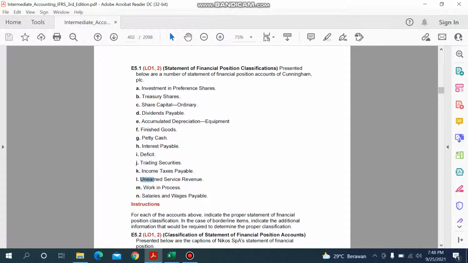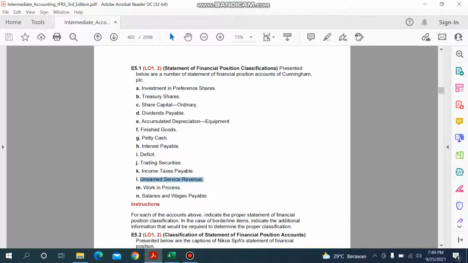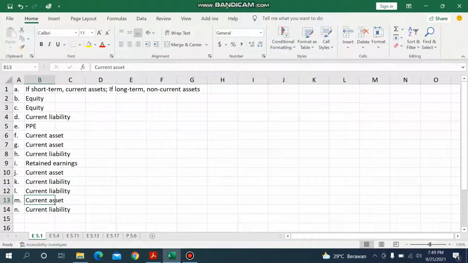And then L, unearned service revenue. So remember, unearned revenue is under current liability. It is the money that we receive but we haven't fulfilled our obligation yet. And then M, work in process. This is the work in process inventory, so it's under current asset as well.